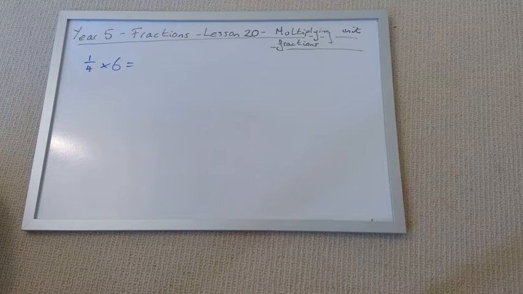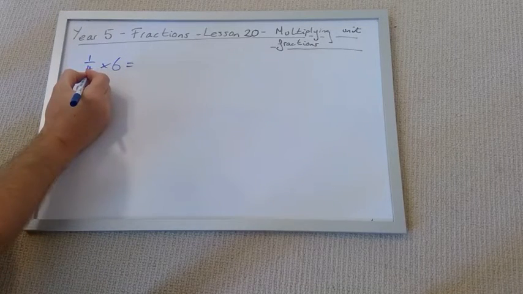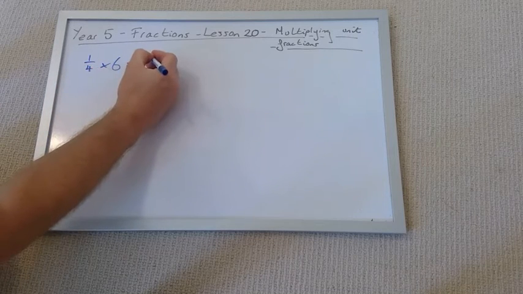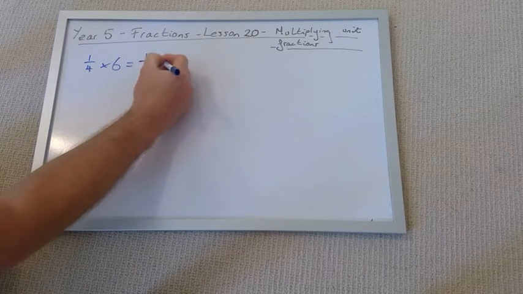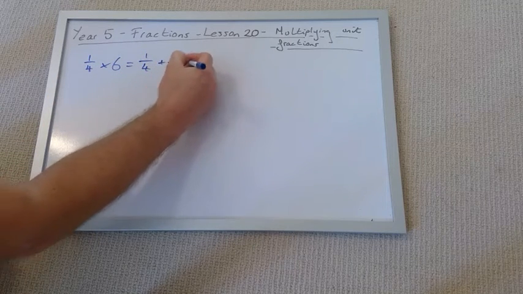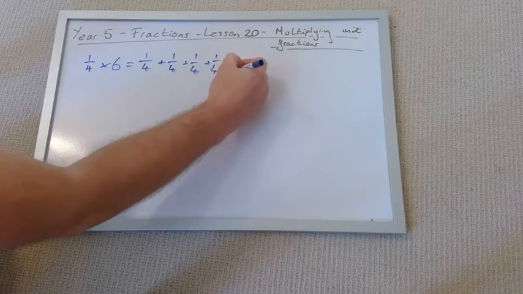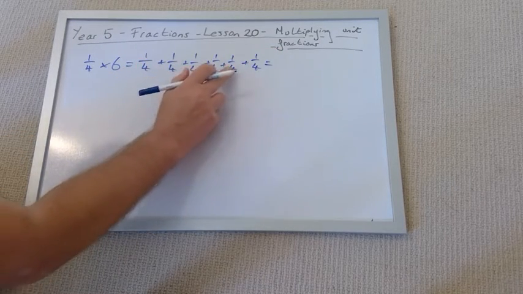So here I have another problem. This time it's 1/4 times 6. We follow the same strategies we used in our previous example. We're going to use repeated addition first. I know that my denominator will stay the same, so I'm going to add up using repeated addition 6 1/4. Just double check. 1, 2, 3, 4, 5, 6.